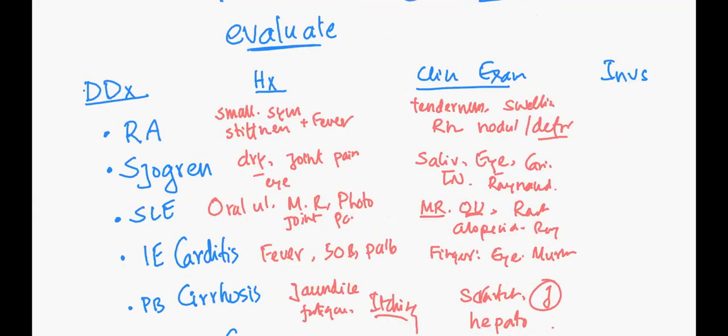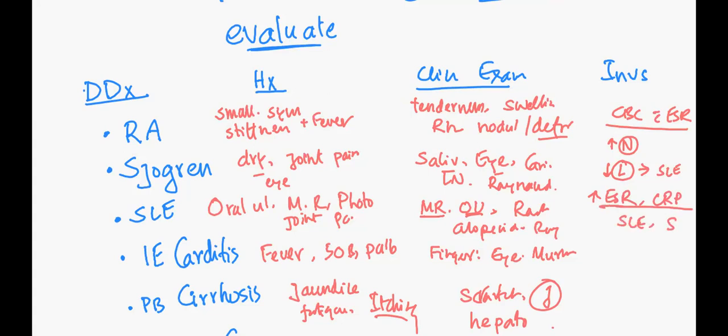Then let's go for investigation. The umbrella investigation for us would be CBC with ESR. And in CBC with ESR, if there is active inflammation in rheumatoid arthritis or Sjogren syndrome, there will be an increase in neutrophil count. If there is lymphopenia, this might suggest SLE. If ESR is high, but CRP is normal, this goes in favor of SLE and Sjogren syndrome.